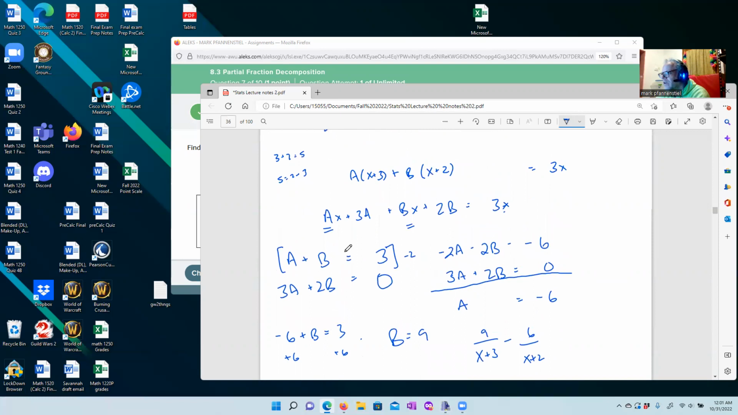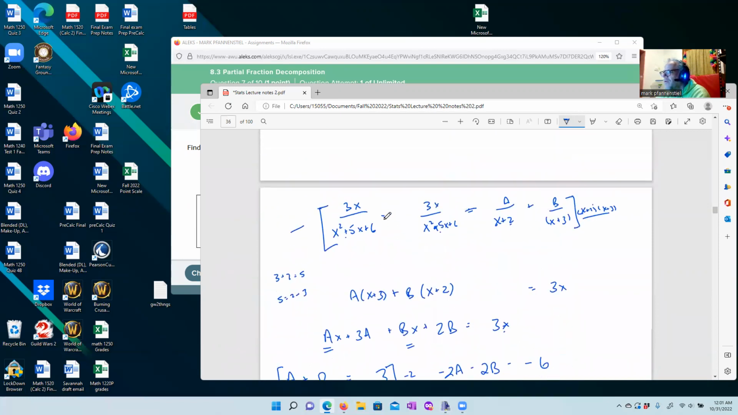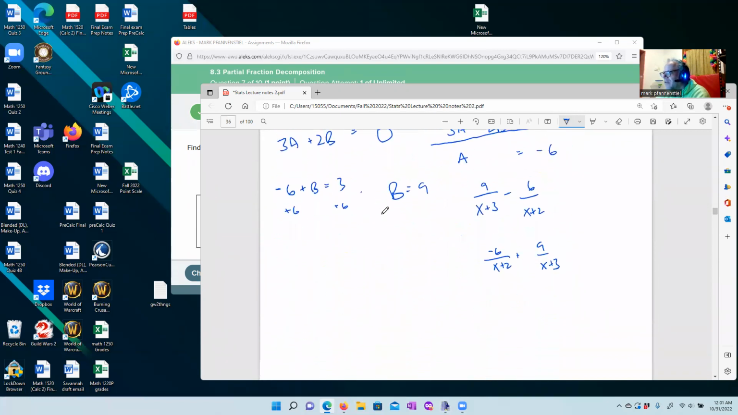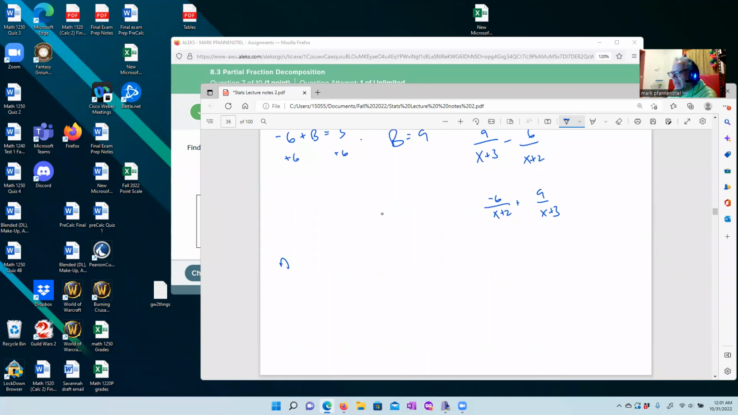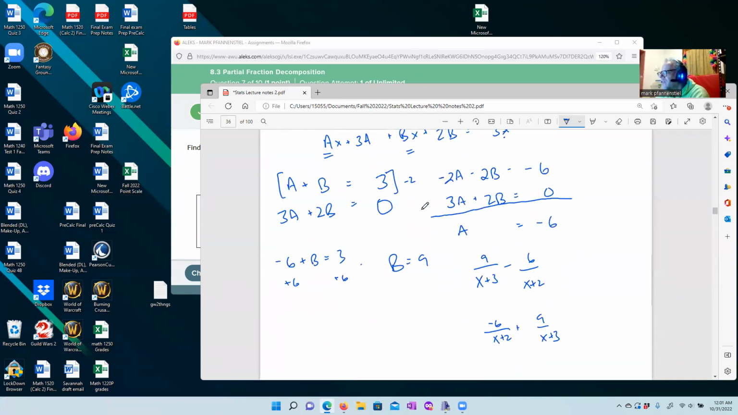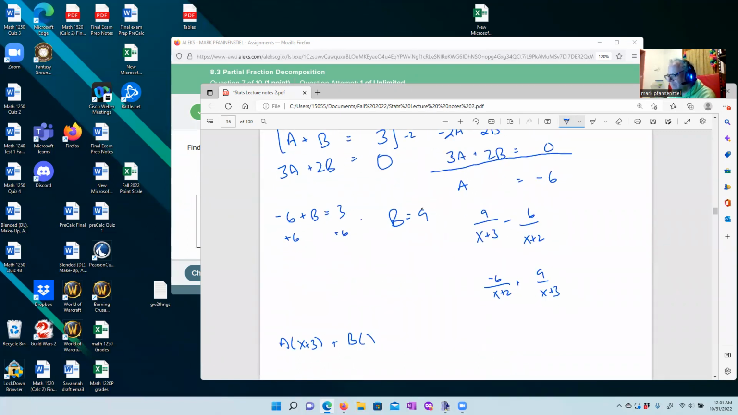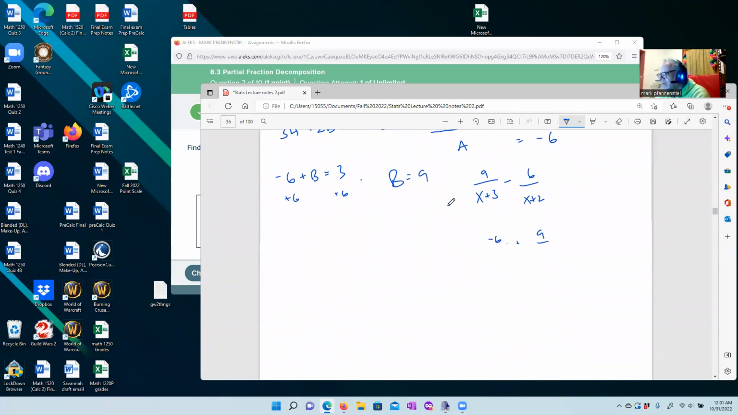Okay, so let's go ahead. Let me show you the shortcut here. What do we have? We have a over x plus 3, plus b over x plus 2, is equal to 3x.